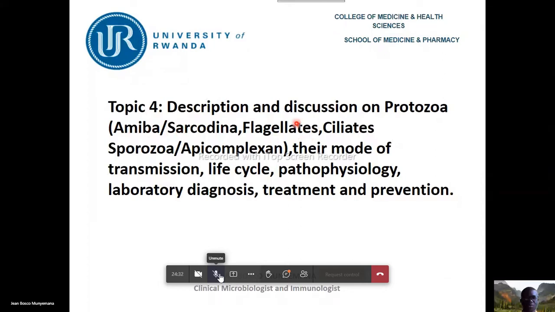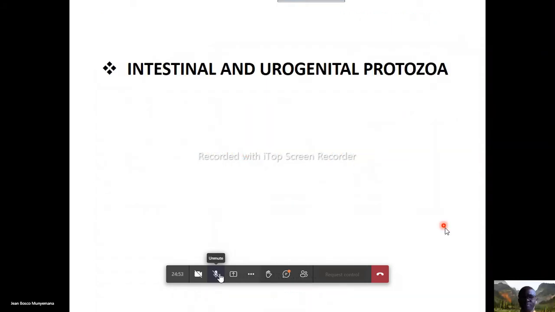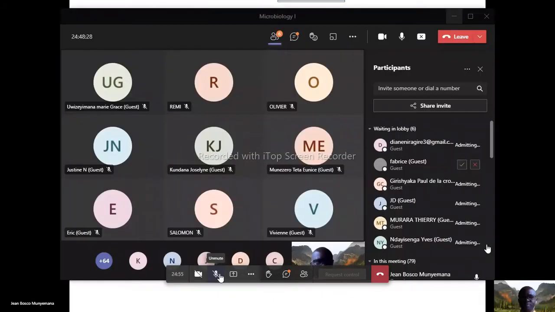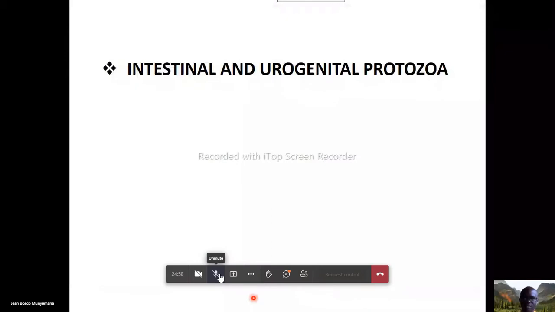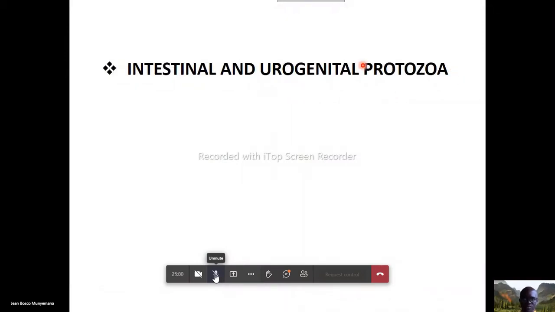Flagellates have flagella that help them to move. Ciliates have cilia, while sporozoa or apicomplexa don't have appendages for movement. Their mode of transmission, life cycle, pathophysiology, lab diagnosis, treatment, and prevention, we shall see right now. So we are going to start from intestinal and urogenital protozoa. It means that there are some protozoa that affect the intestinal tract.